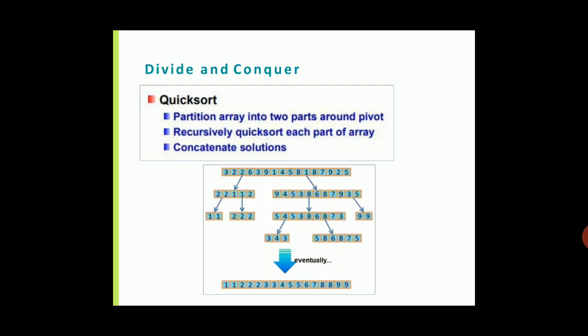We have partition, that means we have to sort an array. We partition the array into parts around a given pivot number. Here we take a pivot number, and according to the pivot number we divide our problem into sub problems. Then recursively quick sort each part of the array, and after that we combine all the sub problems and find the solution.